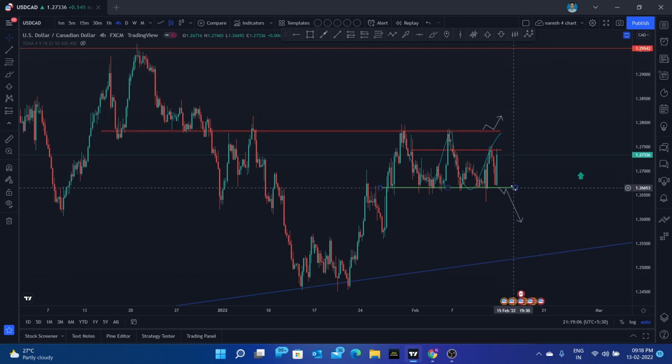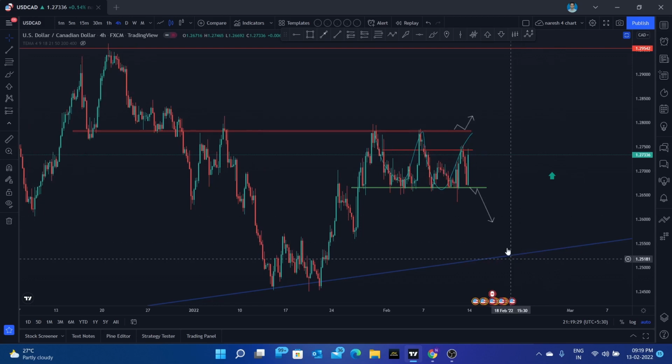Or else if it is holding this level again, and it is making a big, good bullish candle, you can go for long entries and take this as your target, guys. But if it is not able to hold this area, you can go for short entry, and if the candle is closing below this support, you can go for short entries, guys, and make this channel trend line as your target, guys. So that would be for USDCAD, guys.